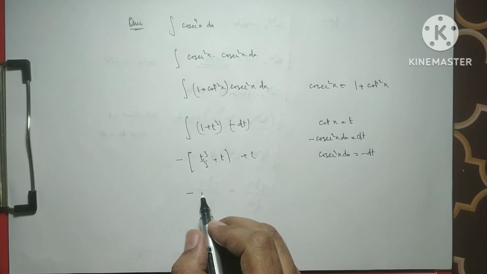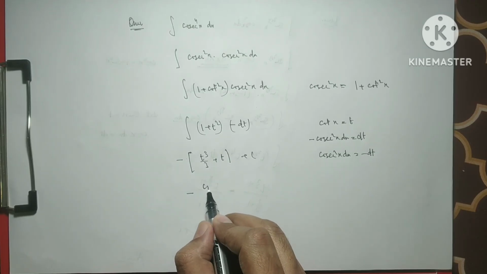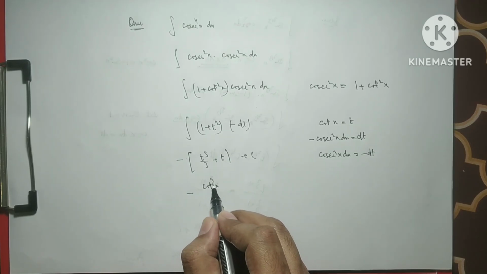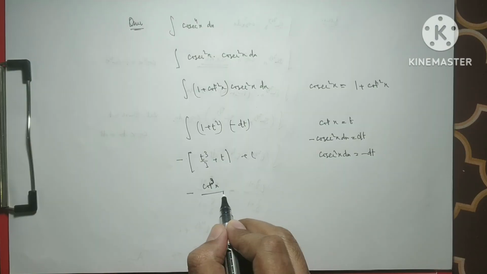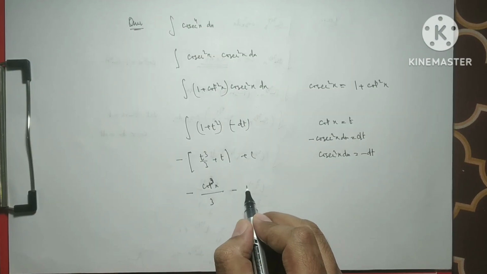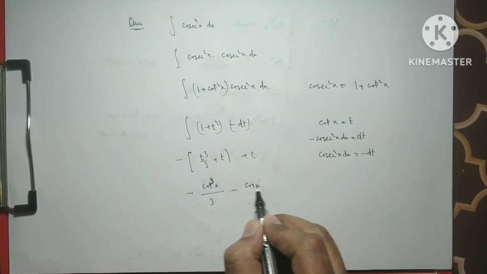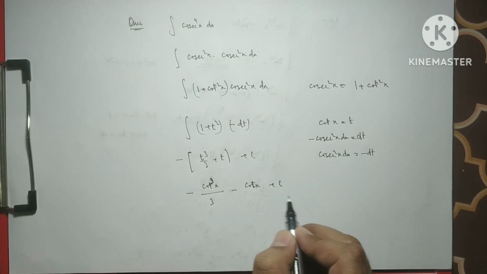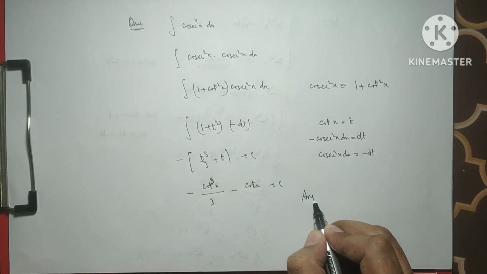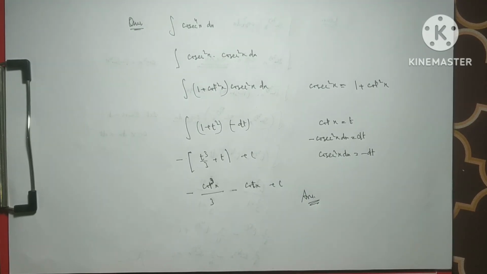So we get minus cot cube x by 3 minus cot x. So this is the final answer.